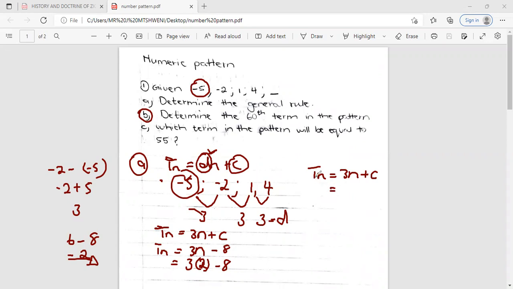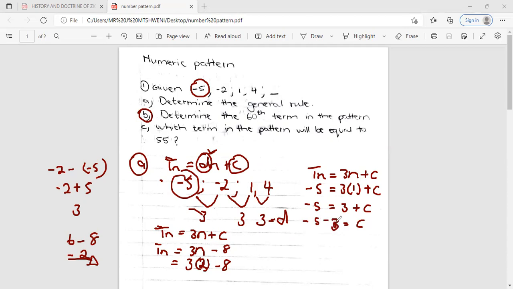And you'll say, term number 1, 3. Remember, n represents the number of terms. So term number 1 plus C. Term number 1, what do we have? We have negative 5 equals to negative 5. Then now you can solve our equation. So it's going to be negative 5 equals to 3, because 3 times 1 is 3, plus C. Then say negative 5 minus 3 equals to C.